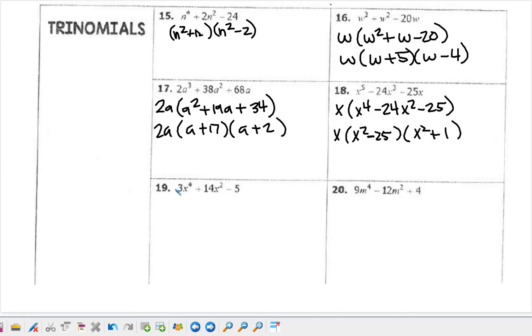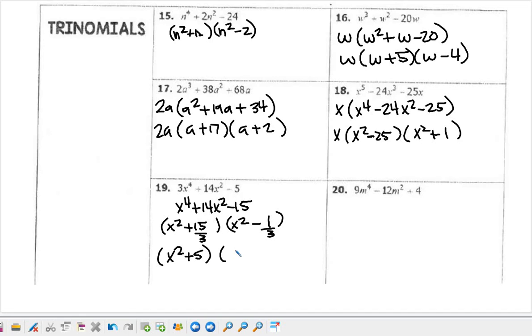So again, we're going to have to use bottoms up here. So I have x to the fourth plus 14x squared minus 15. So again, I'm going to have an x squared and x squared. Remember, when we multiply, we add, so this will be x to the fourth. So I need the factors of negative 15 that add to be a positive 14. So it'll be positive 15 and negative 1, and divide by 3. So I have x squared plus 5 and 3x squared minus 1.